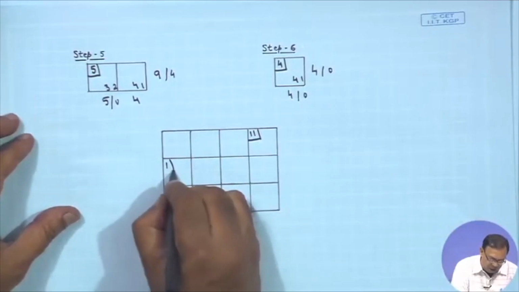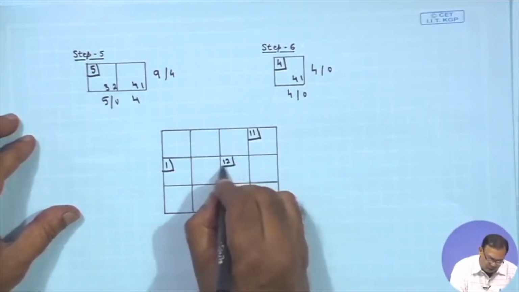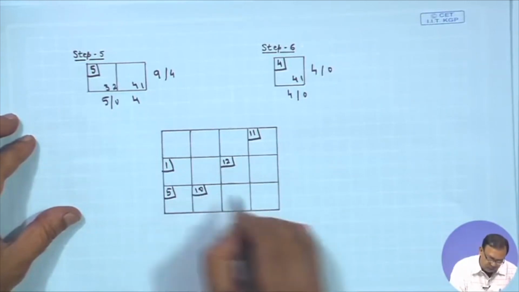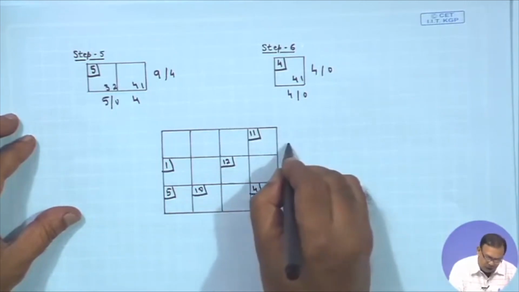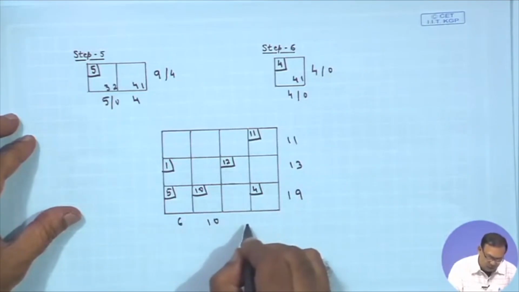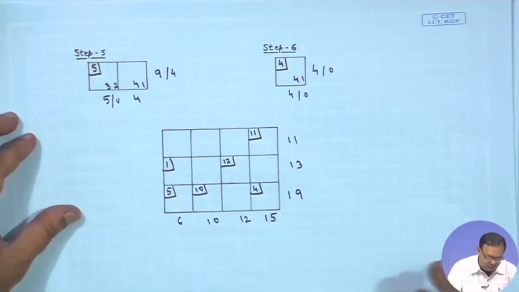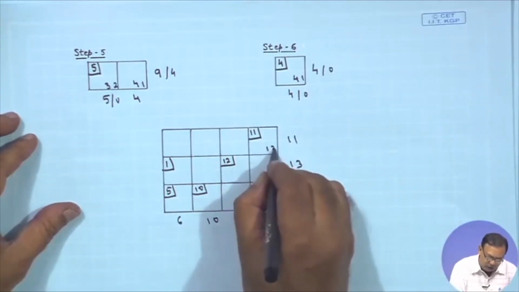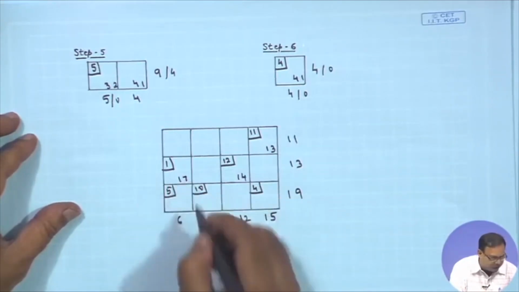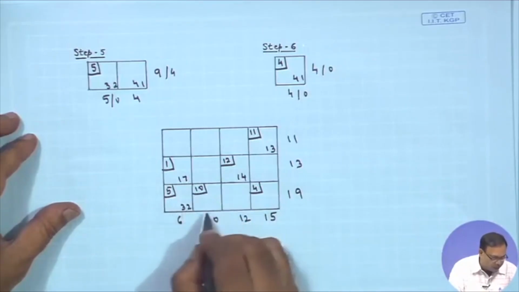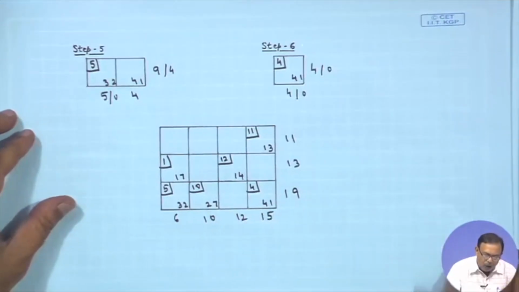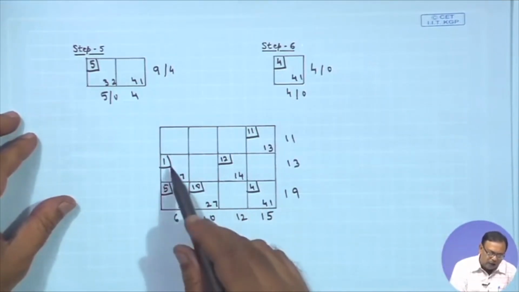11, here it is 1, in this cell it will be 12, then here it is 5, 10 and here it is 4, 11, 13 and 19, 6, 10, 12 and 15. And I am just writing the cost associated here, so that you can find out the total cost. Here it is 17, here it is 32, 27 and 41. So, you can check that the allocation is correct.